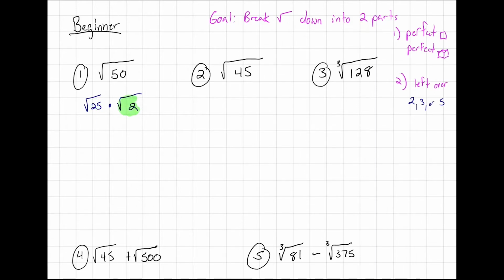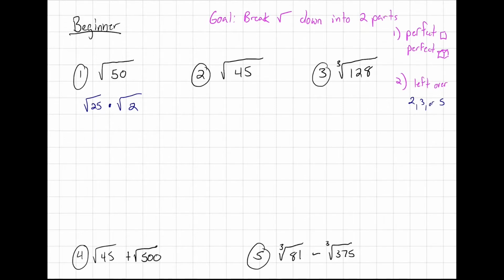On the right-hand side, I just have whatever's left over, and that does happen to be a 2, a 3, or a 5. Now, I will say just off the beginning, the 2, 3, or 5 is not a hard and fast rule. It's not like it's always going to happen, but you have a high probability of things working out in your favor if that's the case. So, I've accomplished my goal. I've split up 50 into 2 parts. I have a perfect square and a leftover piece. Now all I have to do is take the perfect square. So the square root of 25 is 5.